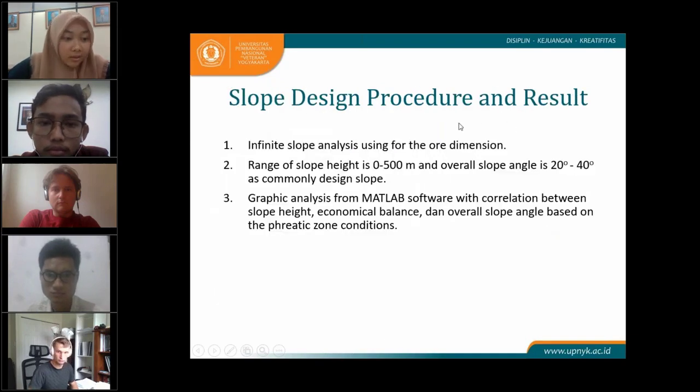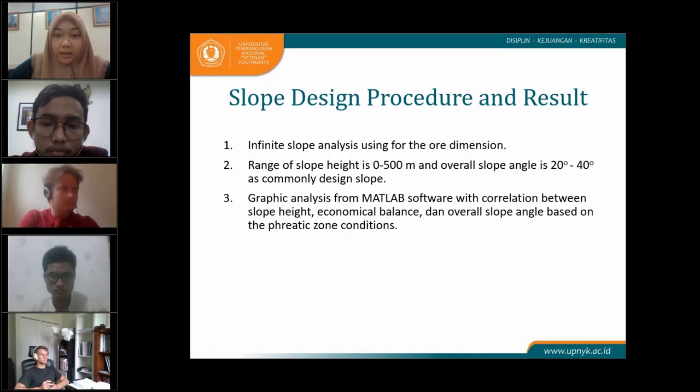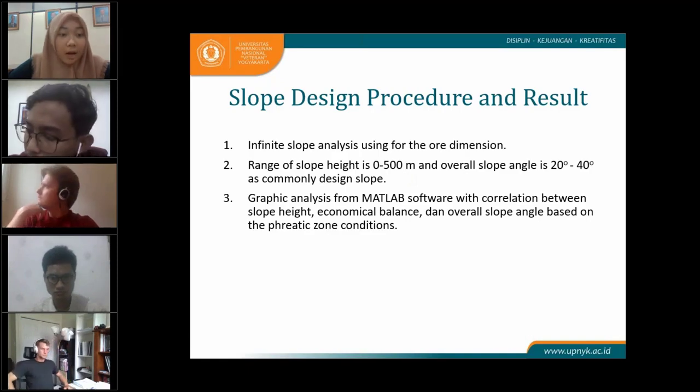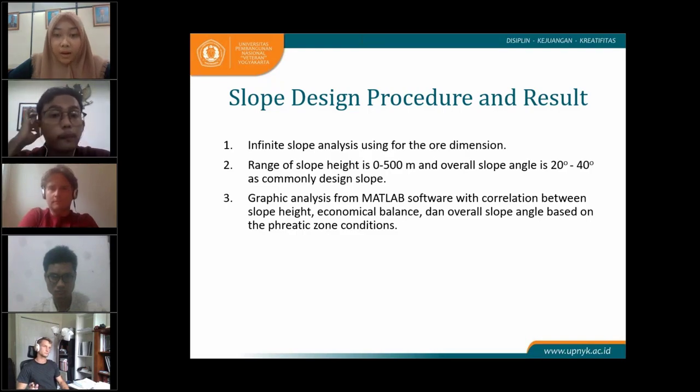Slope design procedure and result. The analysis to determine the geometry of slope using the infinite slope, for a range of slope height from 0 to 500 meters, and overall slope angle from 20 to 40 degrees as commonly designed slope. Graphic analysis from MATLAB software with correlation between slope height, economical balance, and overall slope angle based on the phreatic zone condition.